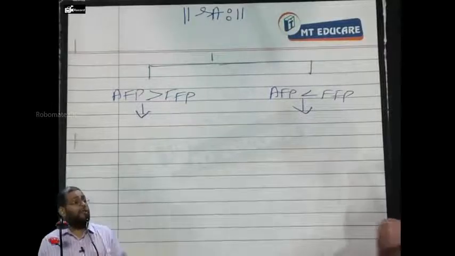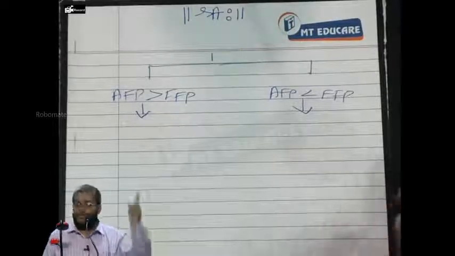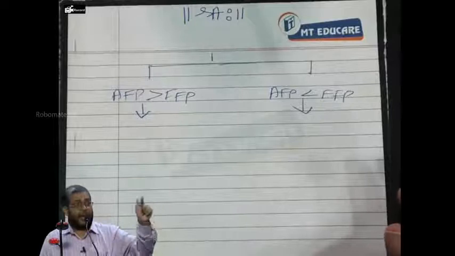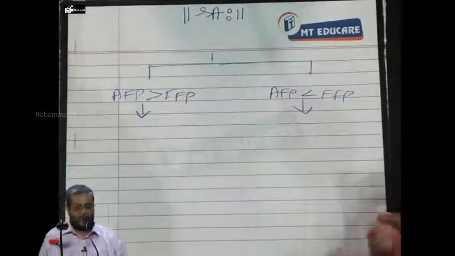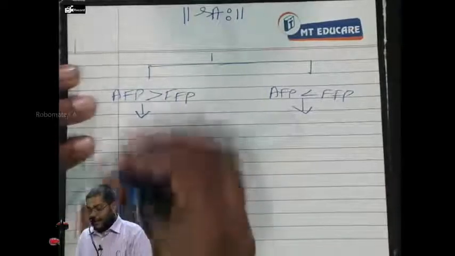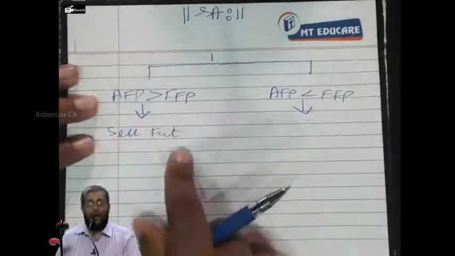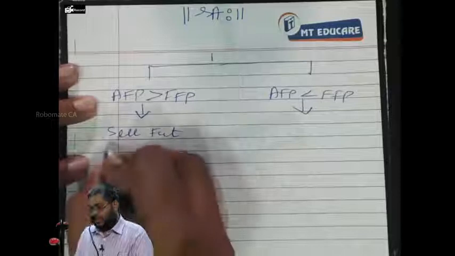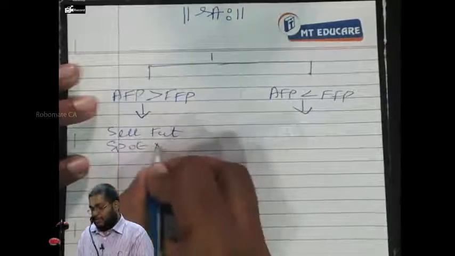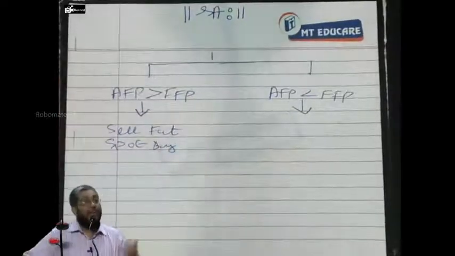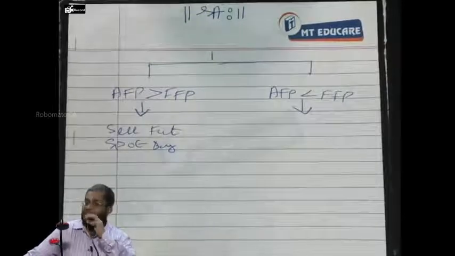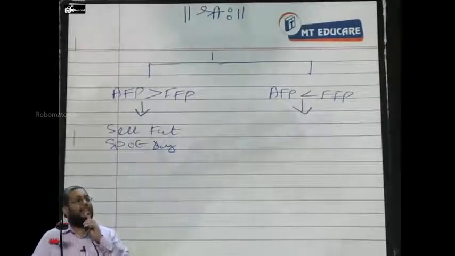Something is overpriced. What will you do? Sell. I sell futures. In the futures market, I'm going to sell the gold. That means the strategy is: sell futures, and spot buy the asset. Buy the gold today and sell the gold futures. That is the strategy.